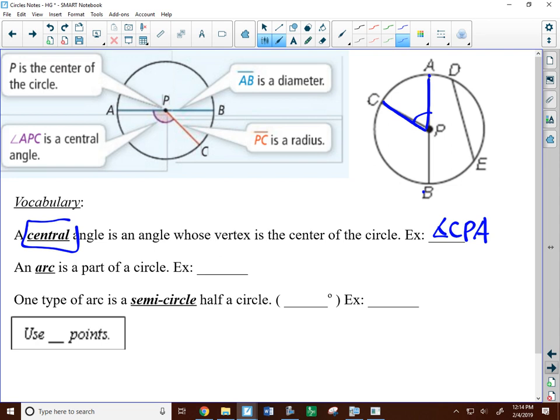So that's a central angle. Let me go ahead and tell you something probably would have talked about a little bit later, but let me go ahead and do it now. Let's say this angle is 50 degrees.